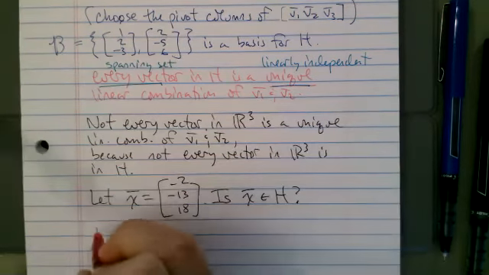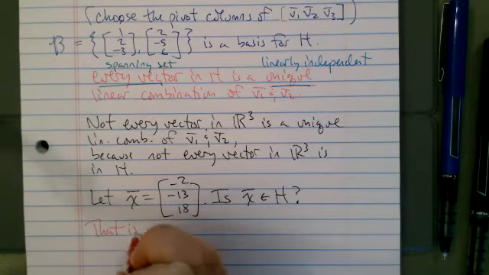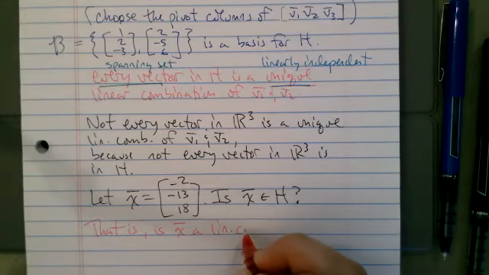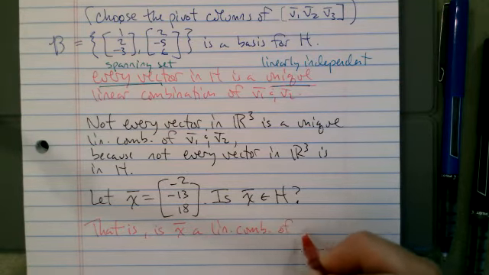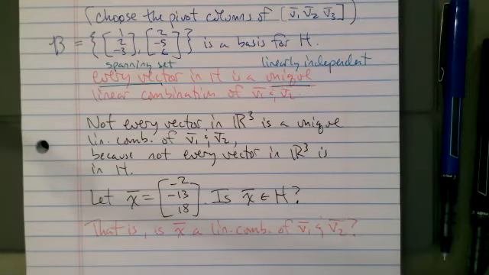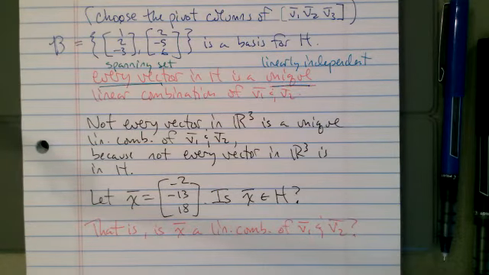Is x in H? That is, is x a linear combination of V1 and V2? That's what that question is asking. How are we going to determine if x is a linear combination of V1 and V2?